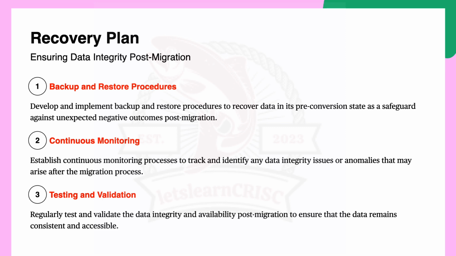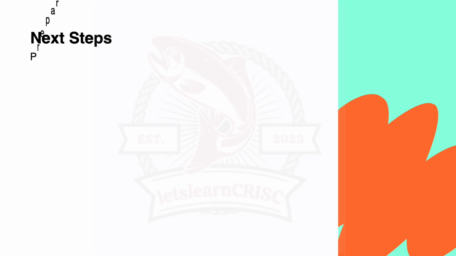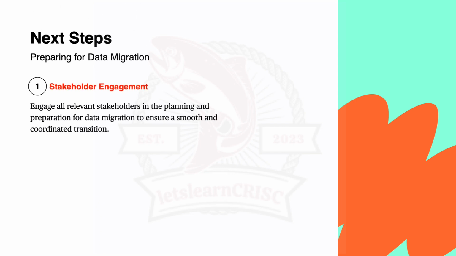Moving next, we'll discuss the preparation of data migration. Next is stakeholder engagement, right? In this, engage everyone involved in the planning and preparation of data migration to ensure a smooth and coordinated transition. It means making sure everyone on the project team is on board, right? Engaging stakeholders ensures that everyone understands their role, making the migration process more organized and efficient, right?